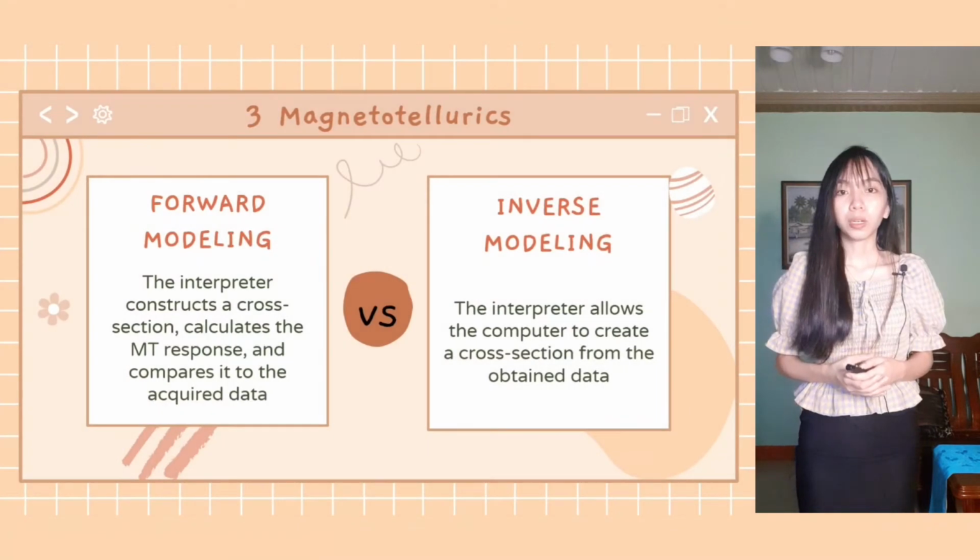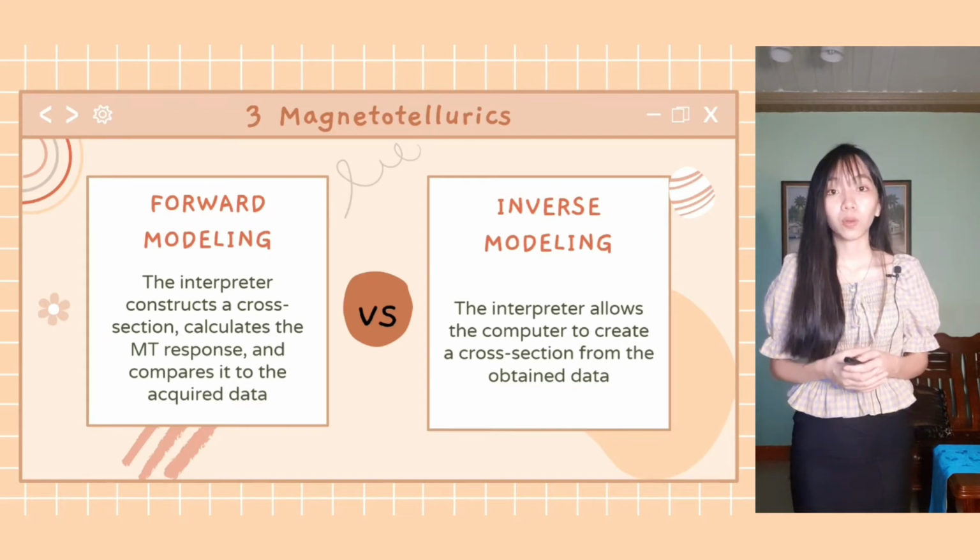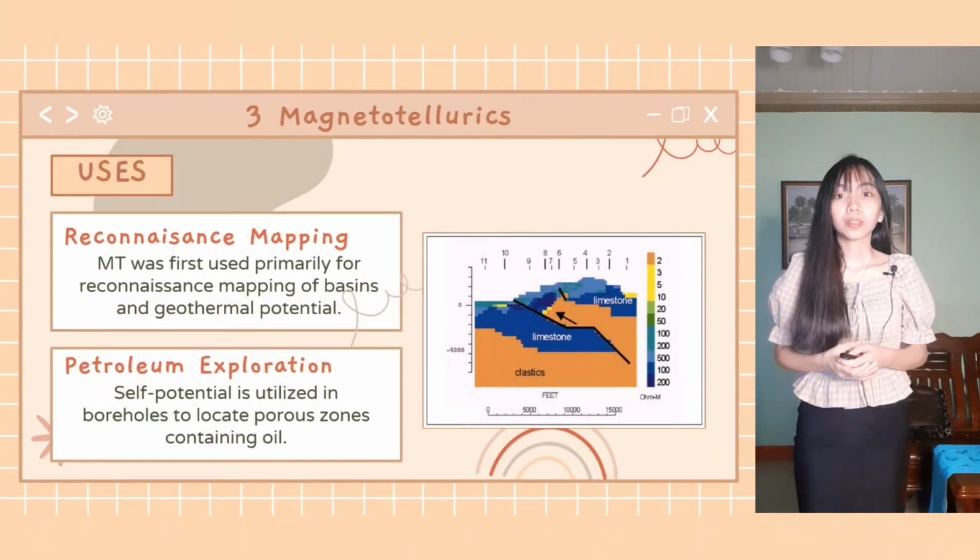How does forward modeling and inverse modeling differ? In forward modeling, the interpreter constructs a cross-section, calculates the MT response, and compares it to the acquired data, while in inverse modeling, the interpreter allows the computer to create a cross-section from the obtained data. So what are the uses of magnetotellurics?